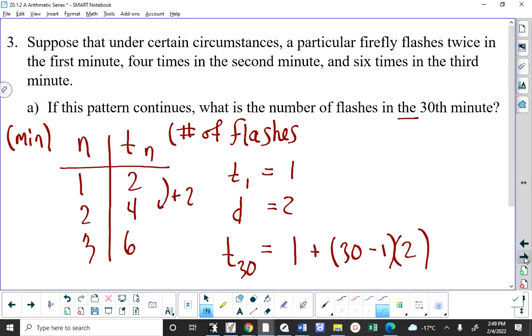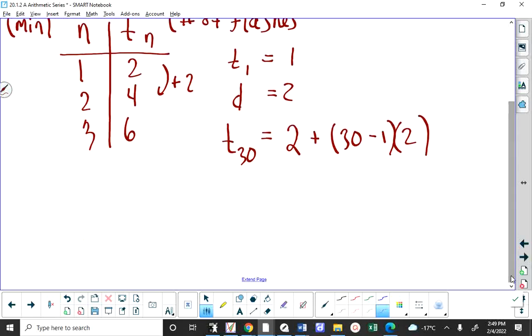The reason why I knew I wrote something down wrong, that should be 2, is when I calculated my answer, I got an odd number. And all of the terms are even. So I knew I did something wrong. 29 times 2 is 58, plus 2, I'm getting 60 there. You probably could have figured that out anyway without using a formula, because these numbers are all twice as big as these numbers. Anyway, in the 30th minute, this little guy flashes 60 times. 60 flashes.